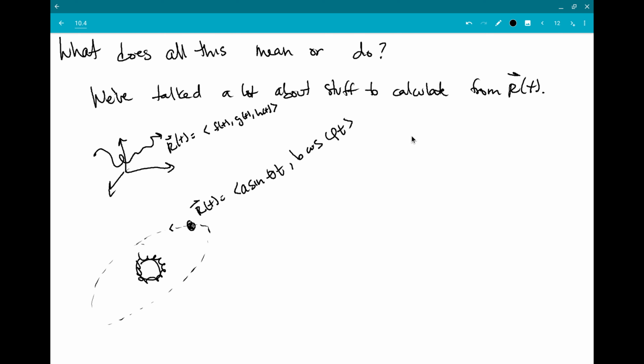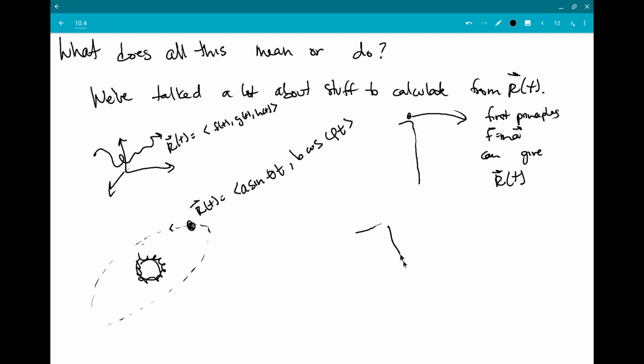That example that we did in section 10.2, where there was the cliff and the ball that got thrown off the cliff, our first principles from physics, F equals ma, can give us some r of t. Or you could be like, oh, here's one. So here's like a slide, like at a park that somebody could want to go down, I guess, just for fun.